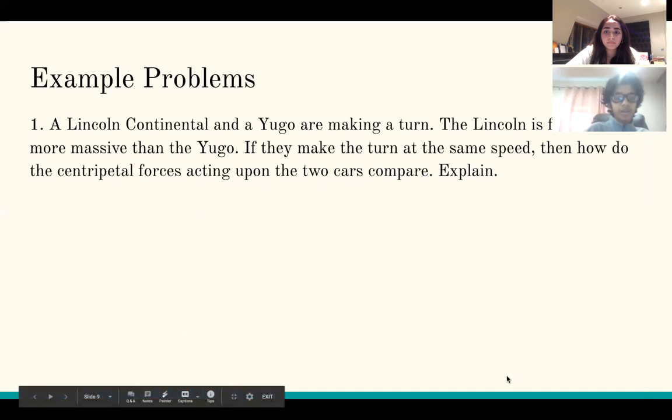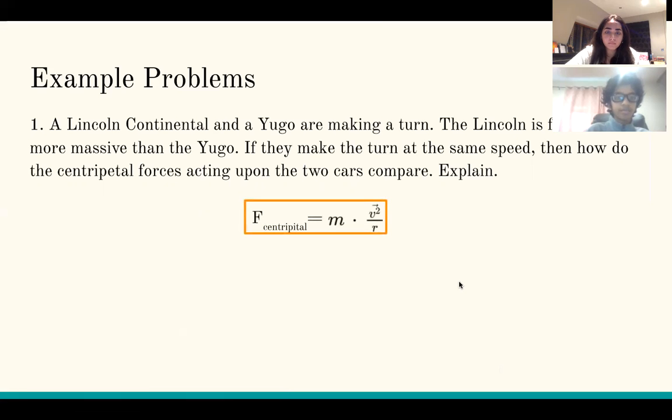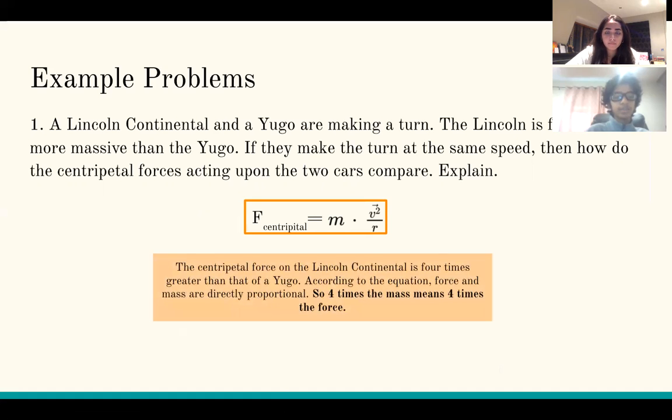So this is a really straightforward problem in that the centripetal force is equal to mv squared over r. We know that if the Lincoln is 4 times more massive than the Yugo, and they turn at the same speed, we can just plug in: for the Lincoln we have 4m, whereas for the Yugo we just have m. Since v squared over r will be constant, we know that the Lincoln will have 4 times the centripetal force of the Yugo. So it's a very straightforward problem. All we had to do is substitute 4m for m in this problem.